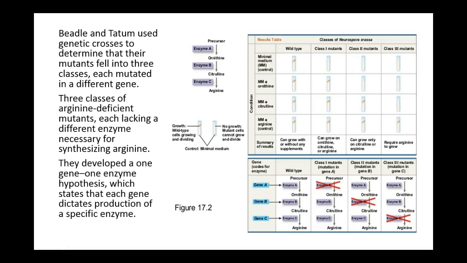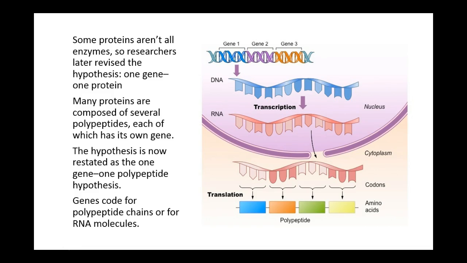This is more of their data with regard to their experiment, going through and eliminating possible amino acids each time to develop this understanding of the hypothesis, one gene, one enzyme. But again, it became one gene, one protein. Because some proteins aren't enzymes, so later the research became one gene, one protein.